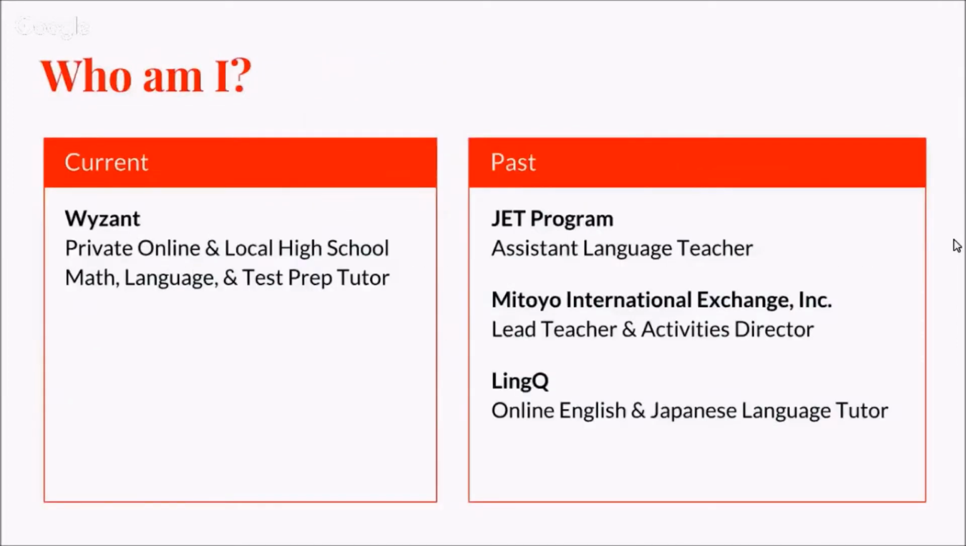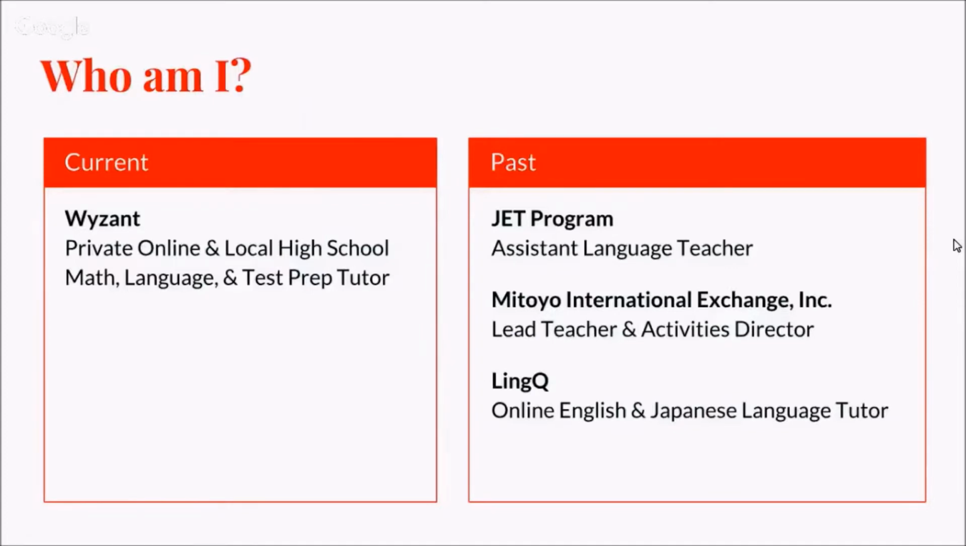So really quickly, who am I? My name is Kelsey, and I've been doing private online and in-person one-on-one and group high school tutoring, primarily math tutoring. I've also done some English and Japanese language tutoring, and I now also do test prep. For about the past year, I've been focusing on the ACT specifically, with prospects of opening up to the SAT in the next year or two as well.